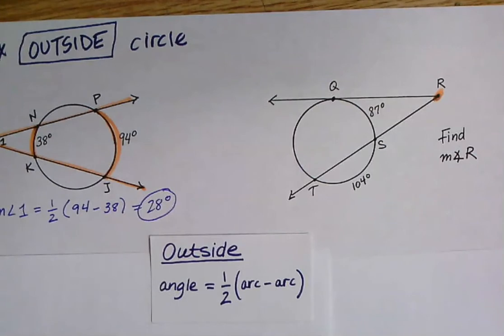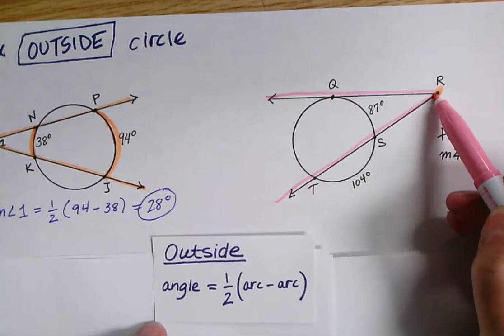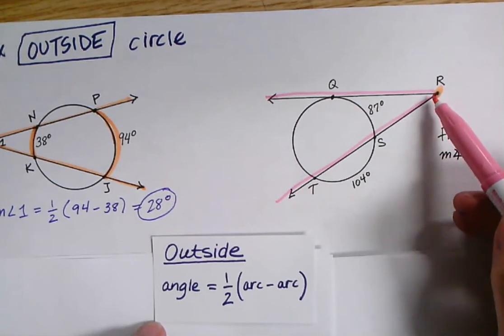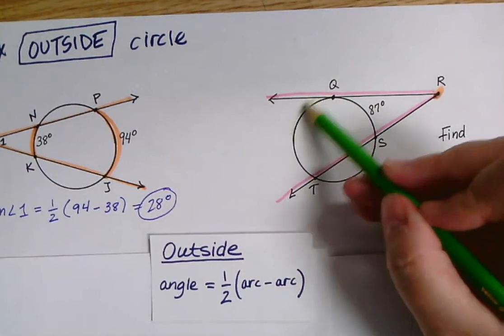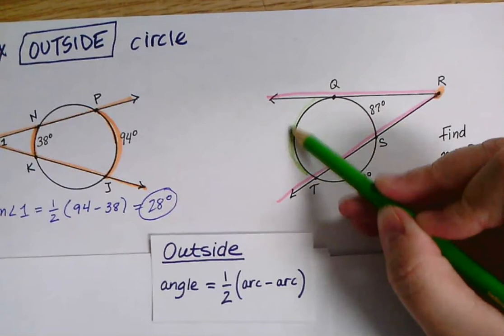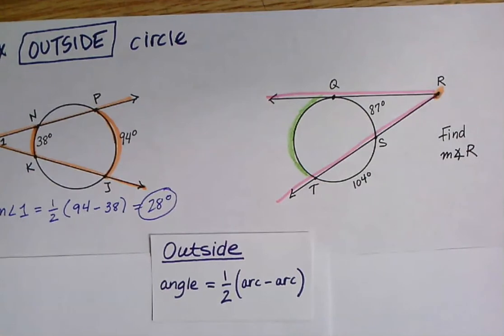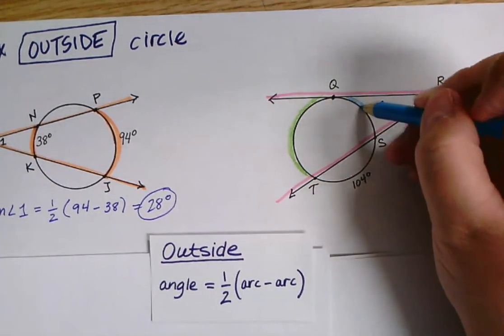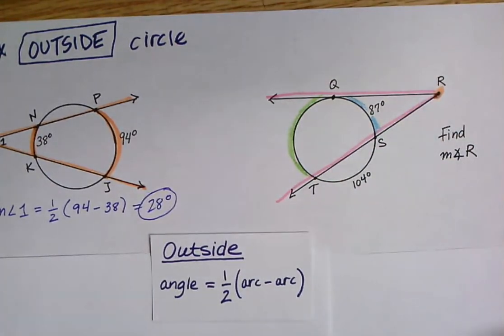So outside, the angle is half the difference between the two arcs, so I need to know what my two arcs are. Here are the two sides of my angle. The two pieces of circle that are between those two sides, I'm going to use a couple of different colors this time. Here is one piece. That would be arc QT. That's one intercepted arc. And here's the other piece. Arc QS is the other intercepted arc. The problem here is I don't know the measure of arc QT.